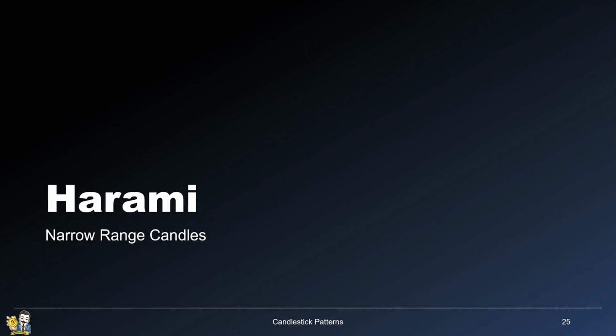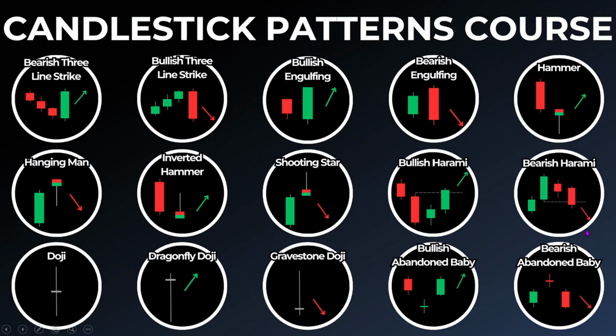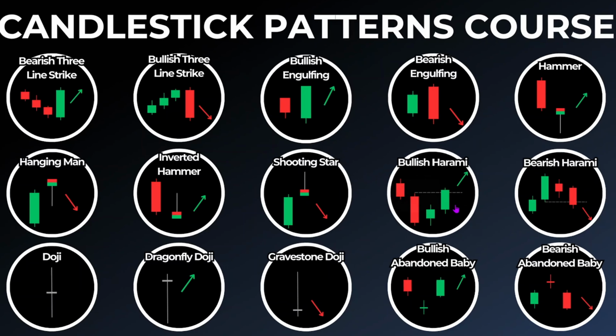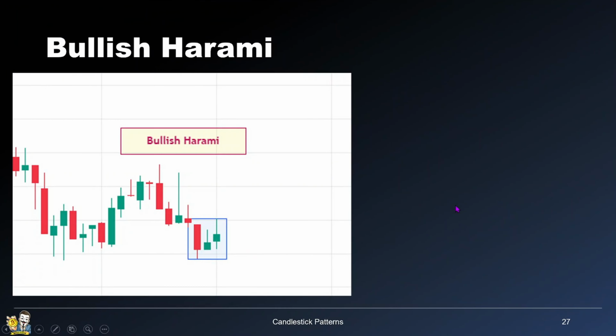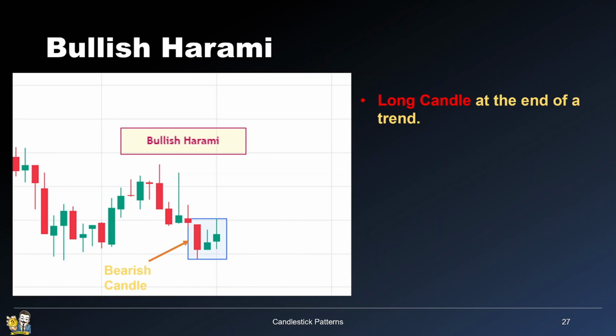Alright, let's now discuss the Harami pattern, which is a narrow range candle before a reversal. The first pattern we're going to study is the bullish Harami. It looks like this. First, there's a long candle at the end of a trend. As we can see here, we have a bearish candle. The next candle is a narrow range candle, meaning that its high and low stay within the high and low of the previous candle.